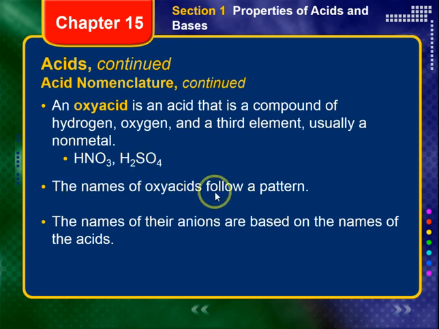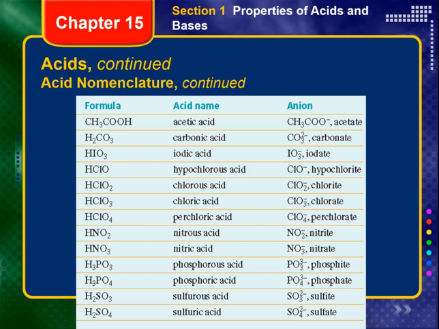The names of the oxyacids follow a pattern, and the names of the anions are based on the names of the acids. And some of the patterns aren't super obvious, but some of them are, so let's look at those. So here's our sulfuric acid. Notice this isn't hydrosulfuric acid because this is not a binary acid. It's an oxyacid, and so we don't see the word hydro in front. We don't see hydro in front of any of these because the anion is always a polyatomic ion. It's not a simple single element.